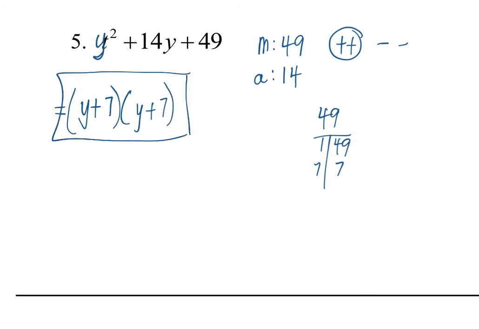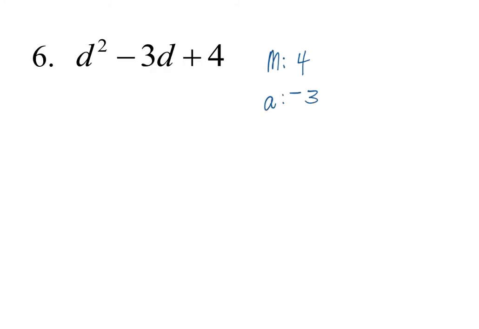This is the correct answer, but you could go a step further and write this as y plus 7 squared. And the reason I can do that is because when you multiply something by itself, you're squaring it. Well, I multiplied y plus 7 by itself, so that's y plus 7 squared. On this one, we're multiplying to get a positive number, meaning our signs have to be the same.